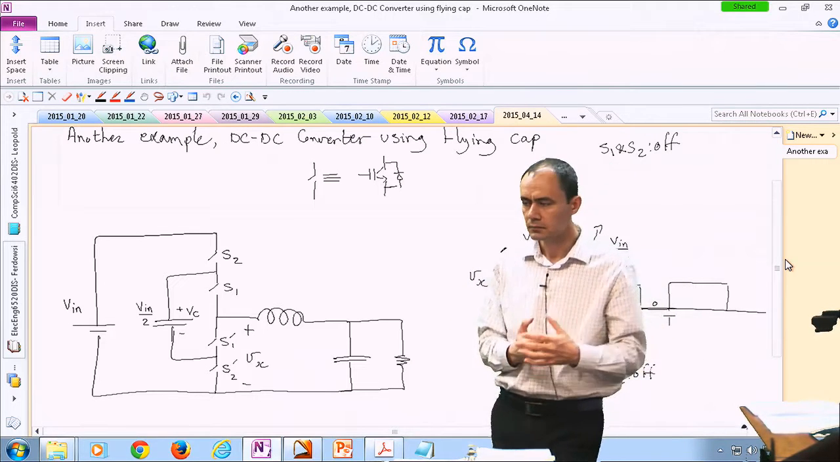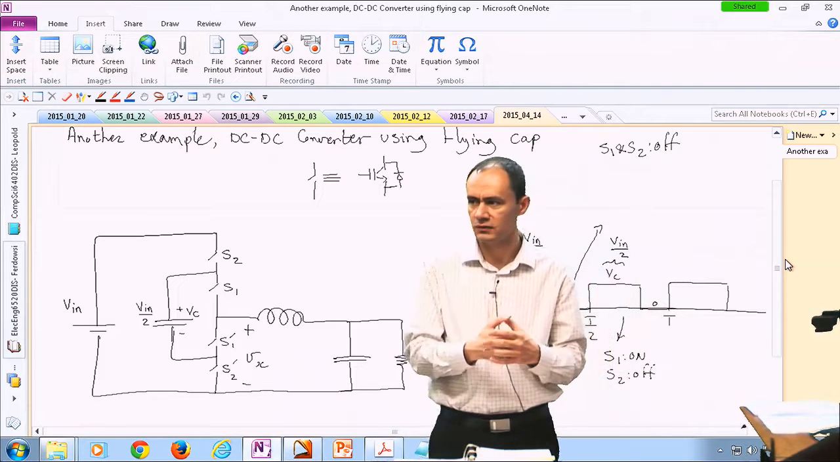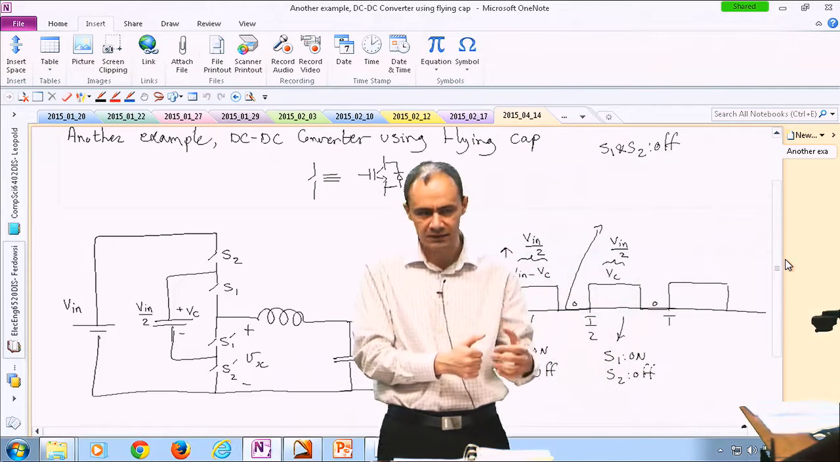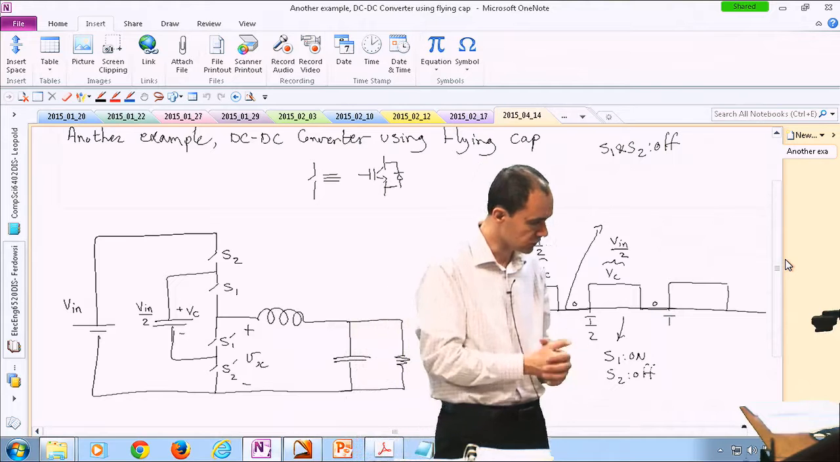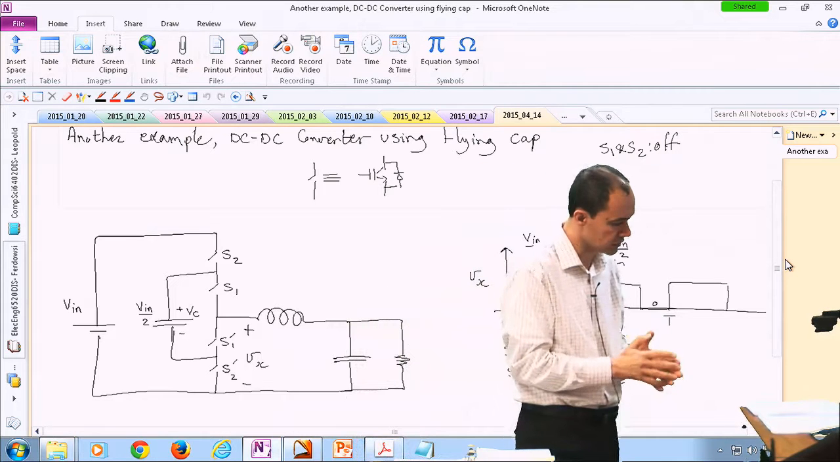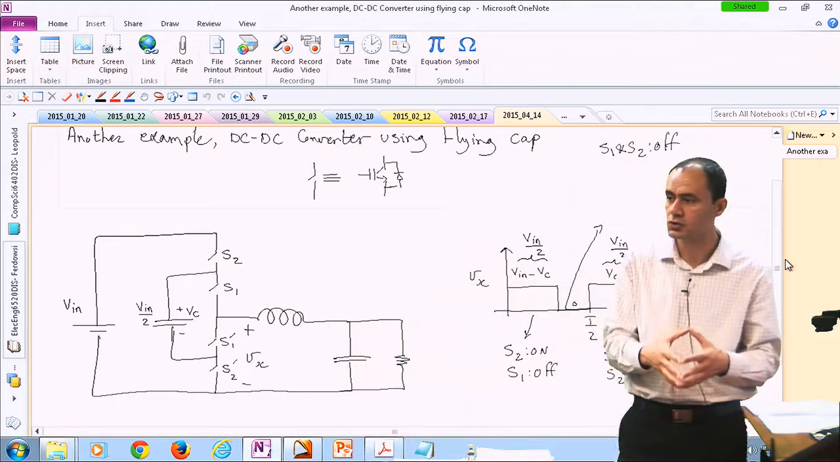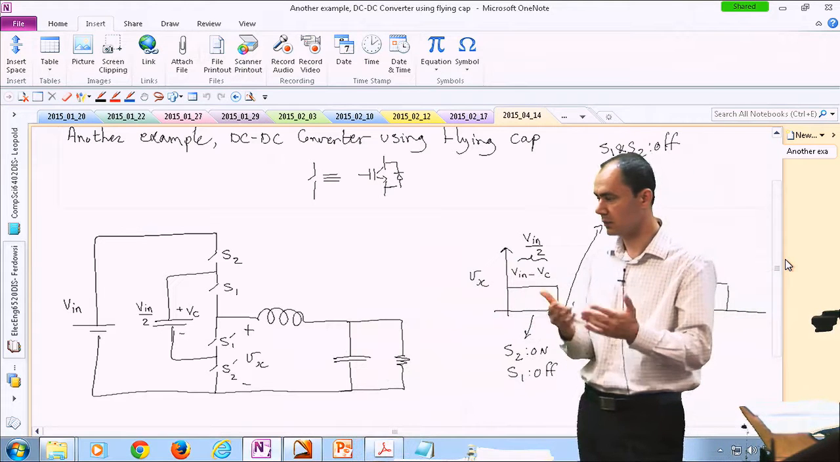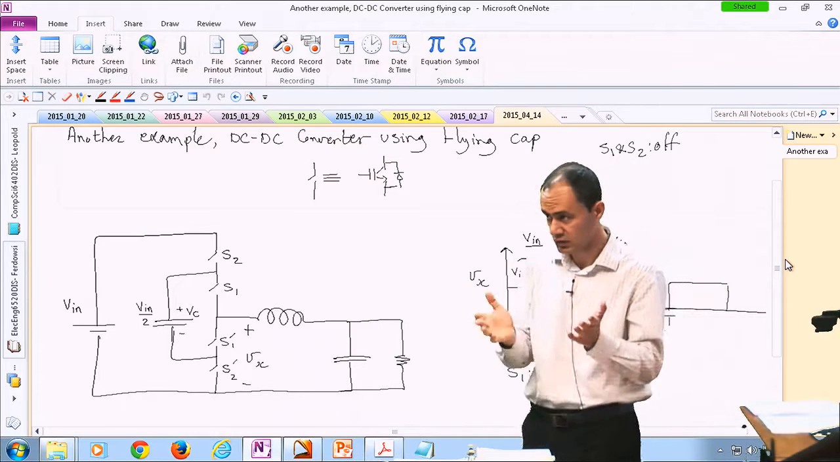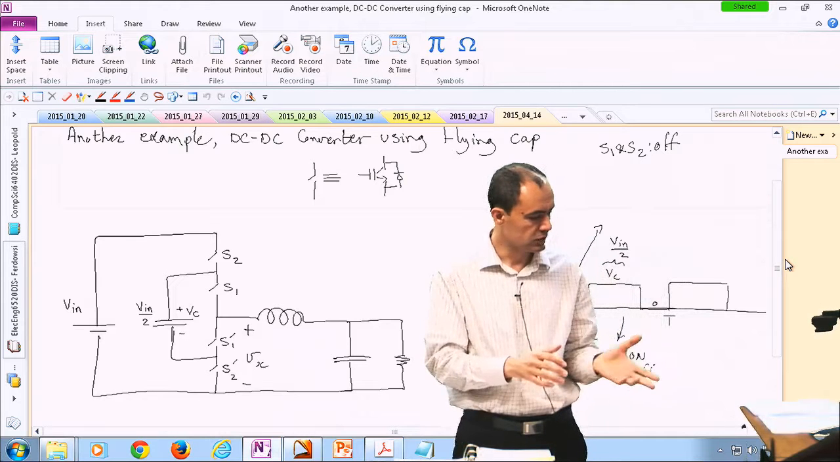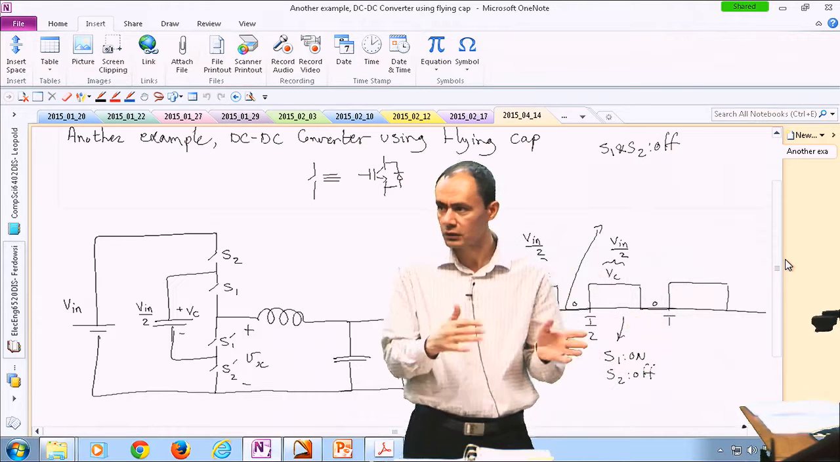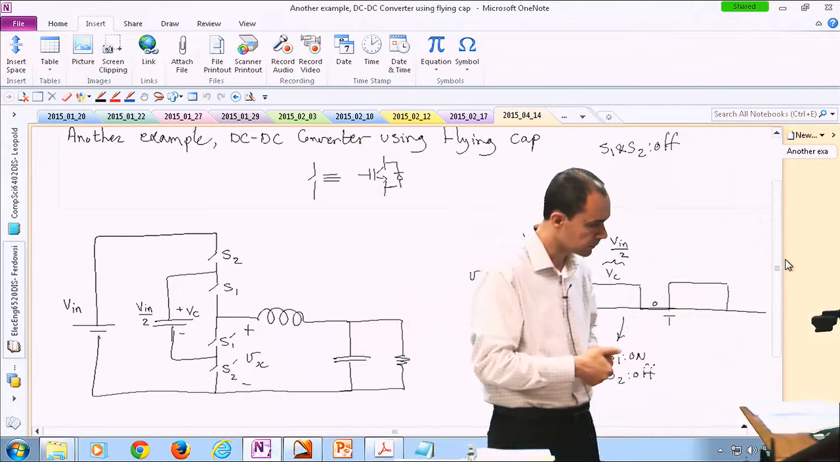So it makes sense to regulate the voltage of this capacitor at half of Vin. So the voltage of the cap is regulated at Vin over 2. You have 4 switches. We don't talk about switch realization because it depends on the directionality of the current. Is it flowing from left to right or right to left or both?